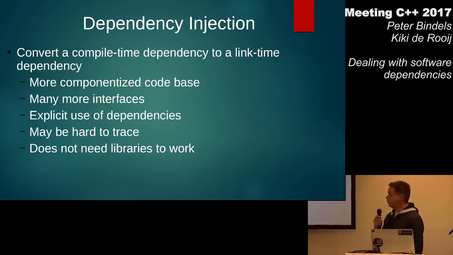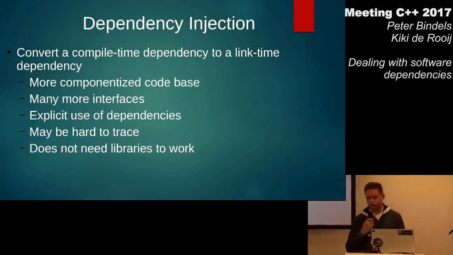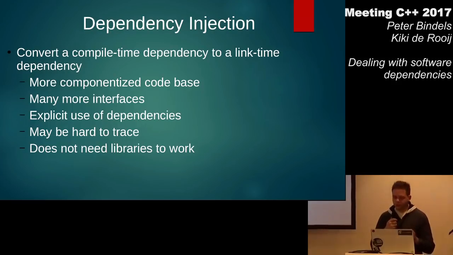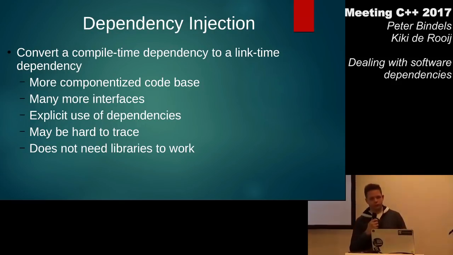And the third solution is to use dependency injection. And dependency injection is a term that people have used a lot. And the idea is that instead of depending on an implementation, you depend on an interface. But instead of getting the interface in some magical way, creating it yourself or something, you pass it in. And simplified, that's all dependency injection is. So you get a more componentized code base, you get more reusable components, you have a very explicit use of dependencies, and you don't need any particular library, such as BoostDI, for it to work. You can just pass in the interfaces yourself.